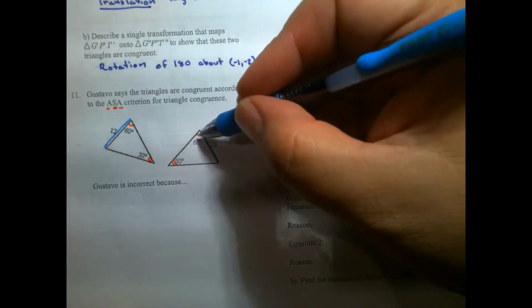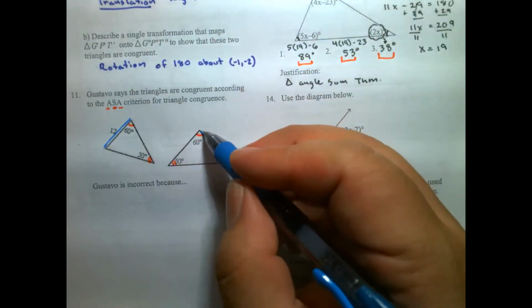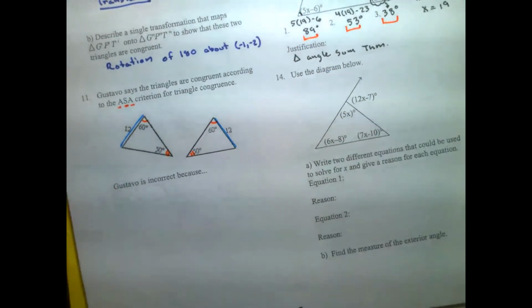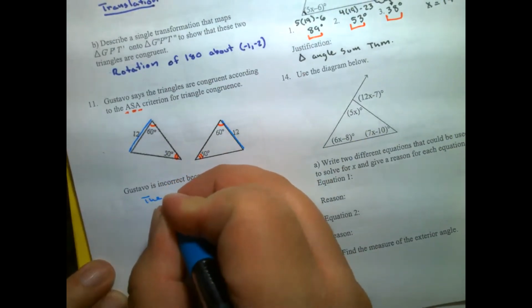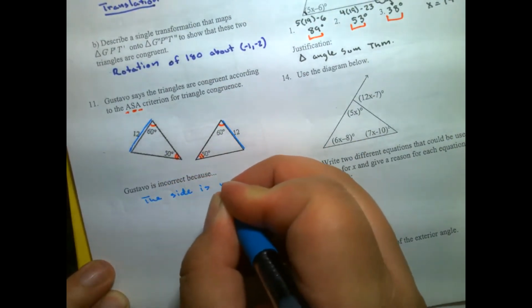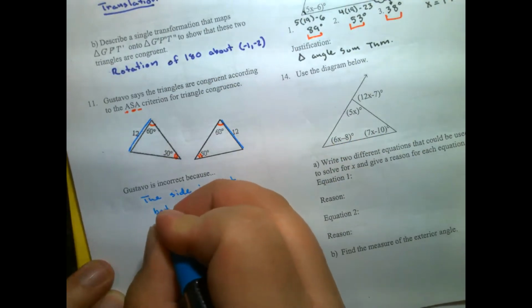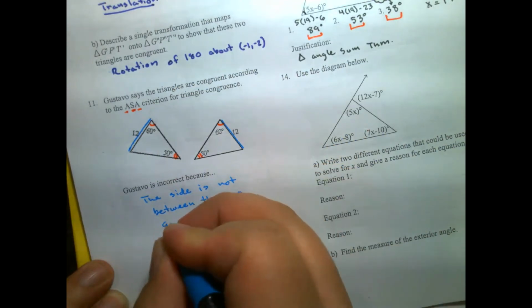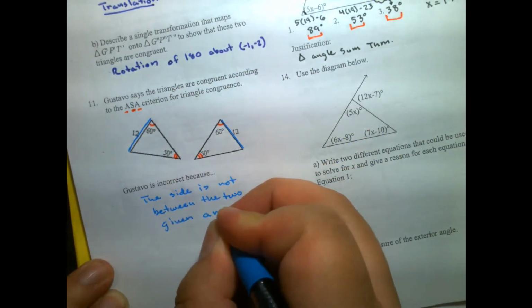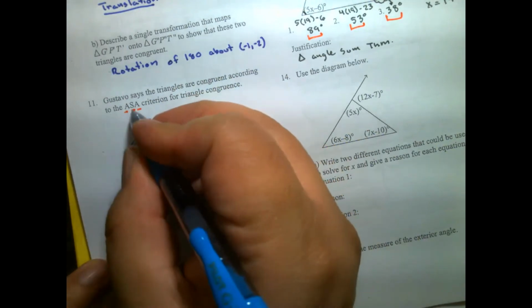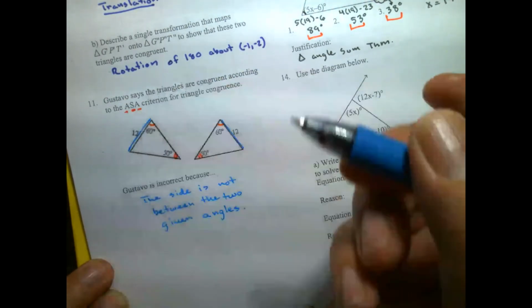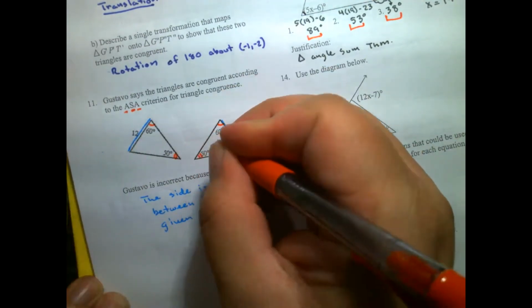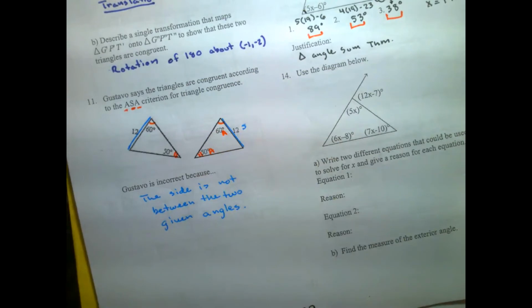If the side were right between the 2 angles, it would be touching both angles. Look at that. This blue line only makes contact with this one. So Gustavo's incorrect because the side is not between the 2 given angles. Right? Remember, order matters. S is right in the middle of the 2 letter A's. This side is not between this A and this A, right? Clearly, we should be able to see that there.